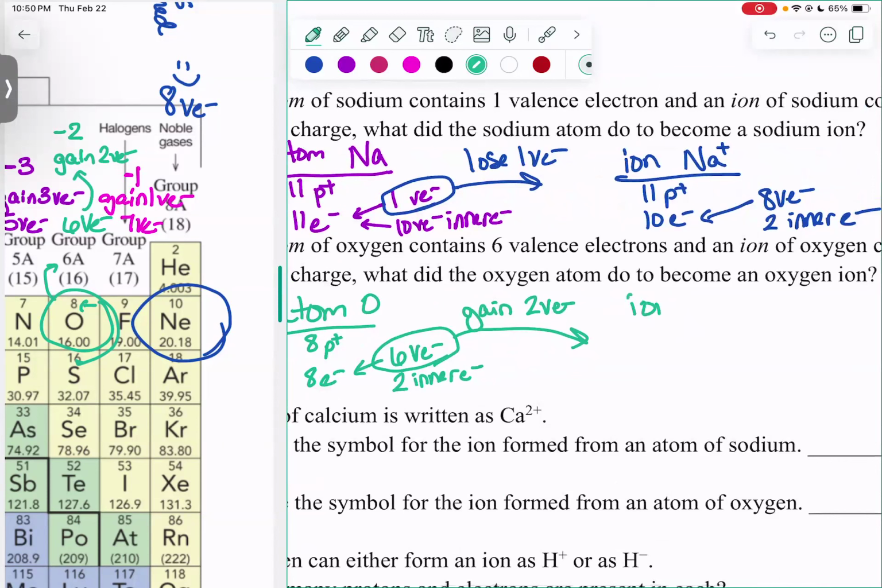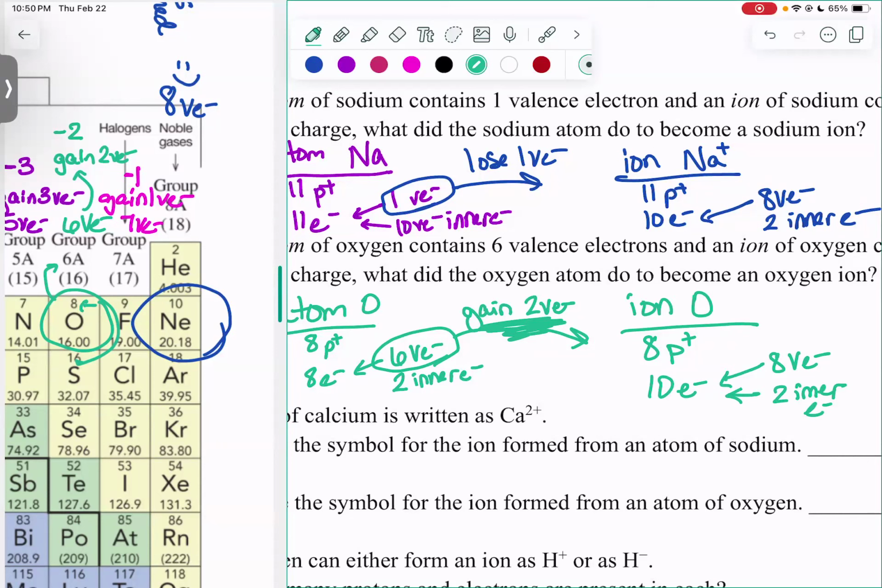Now I have an ion of oxygen. That ion of oxygen still has 8 protons. It had 8 electrons, but it's now going to gain 2 more. So now I have 10 total electrons. Of those 10 electrons, it now has 8 valence electrons, and the rest of them are 2 inner electrons. So now it has that complete octet, and it's very, very happy.